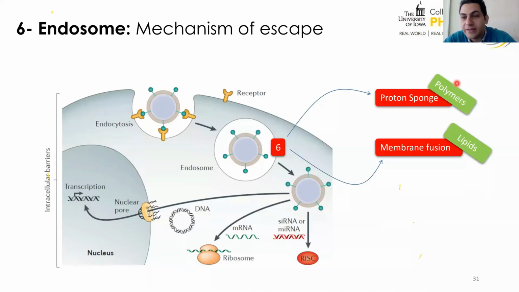So the sixth barrier is the endosomes. When your formulation reaches the endosomes, it is usually exposed to extensive, harsh low pH conditions, which usually destroy your formulation. When you use a polymer, they have what's called the proton sponge effect, so they can escape from the endosomes, and I will explain this now. And the lipids have what's called membrane fusion, where the lipids can fuse to the membrane and then go outside to the cytoplasm.